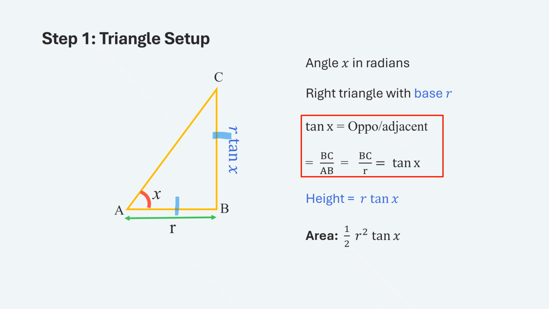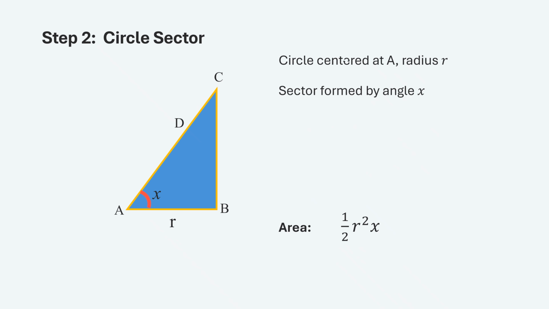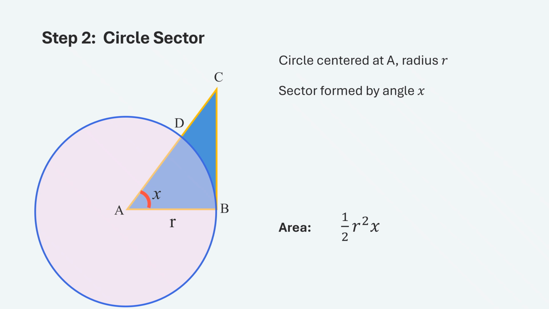So the area of this triangle is half times base, that is r, times height, that is r tan x, which is half r square tan x. Now we take point A as the center and draw a circle with the same radius r. This circle intersects the hypotenuse at the point D.